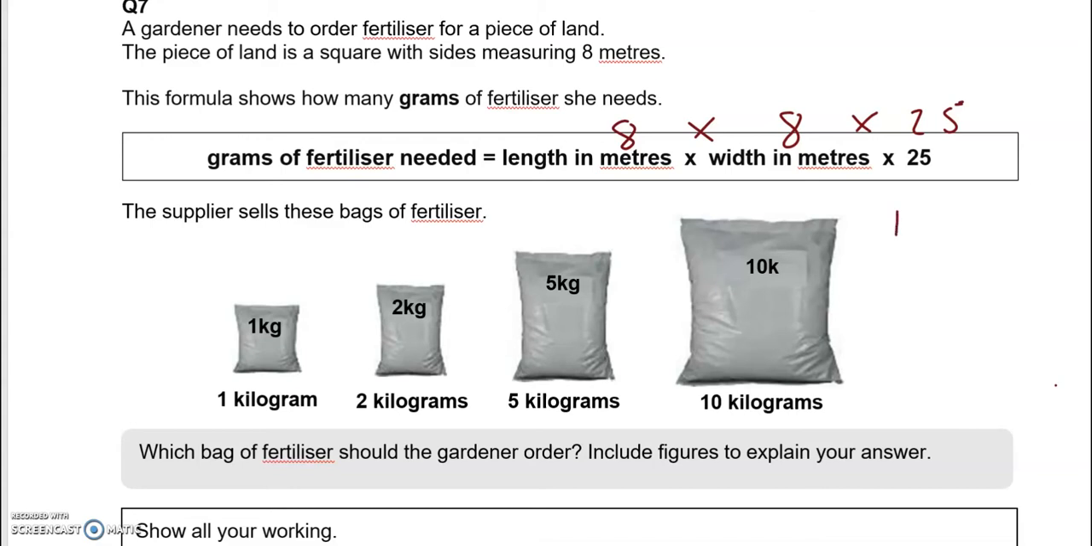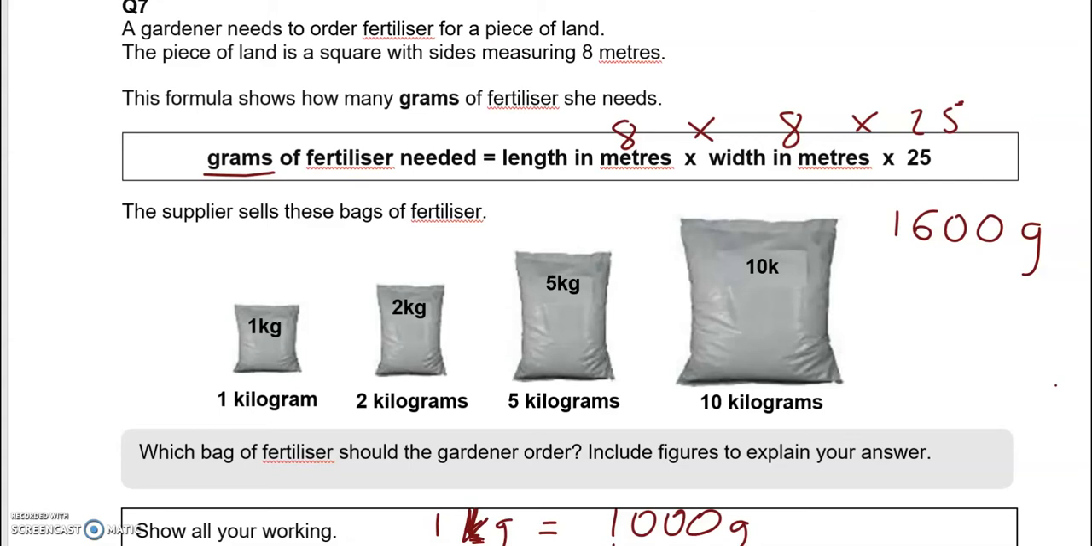And this gives us 1,600 grams. Now we've got to convert this into kilograms. So we know that 1 kilogram is equal to 1,000 grams. So that K in there gives it away. We use K to mean 1,000.